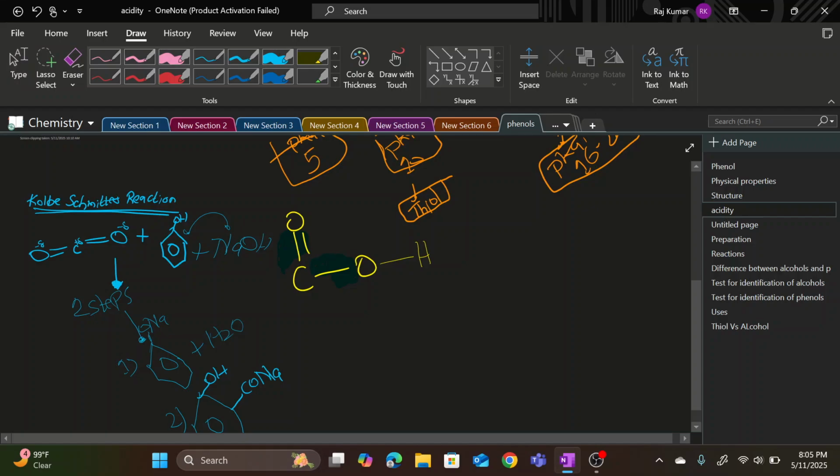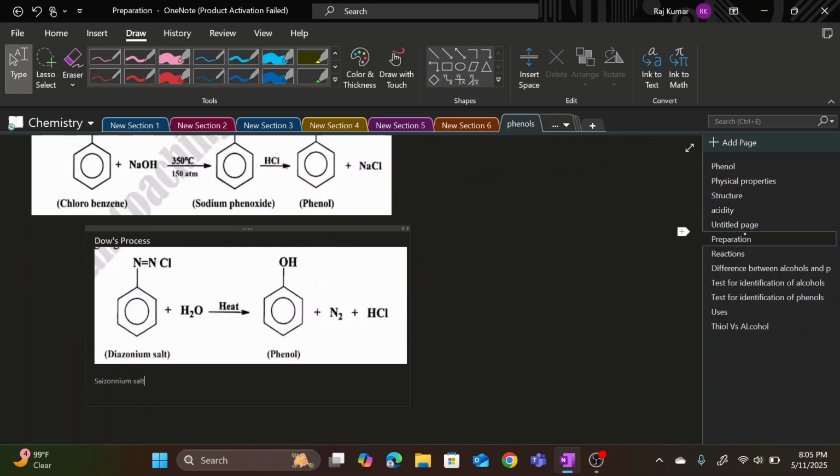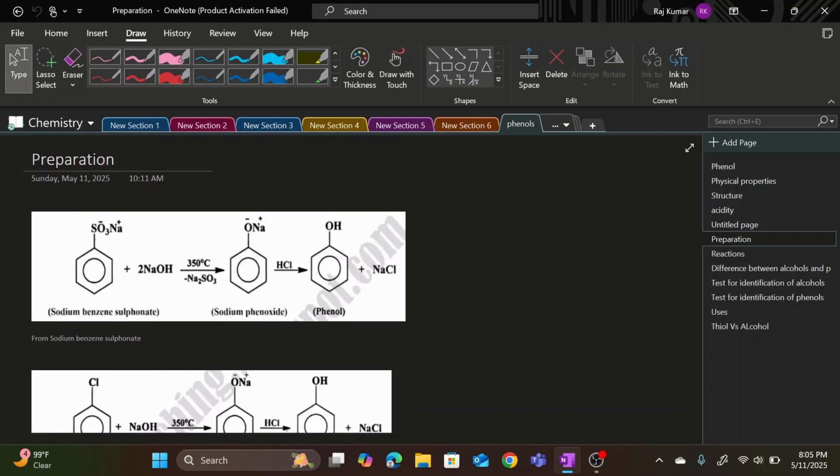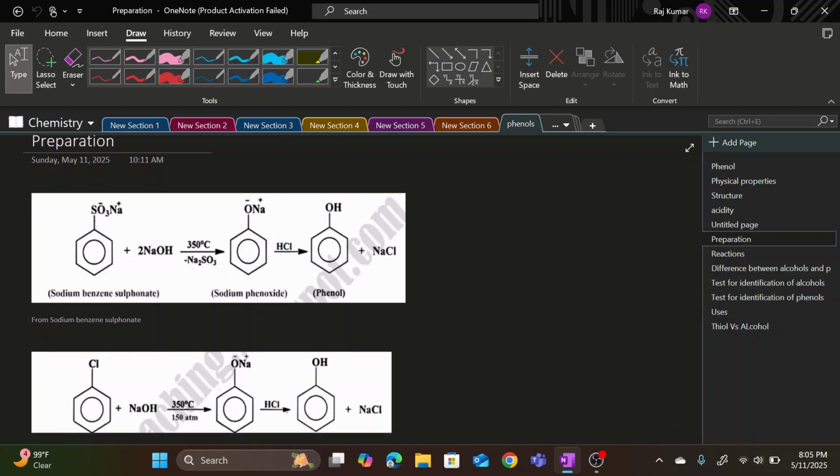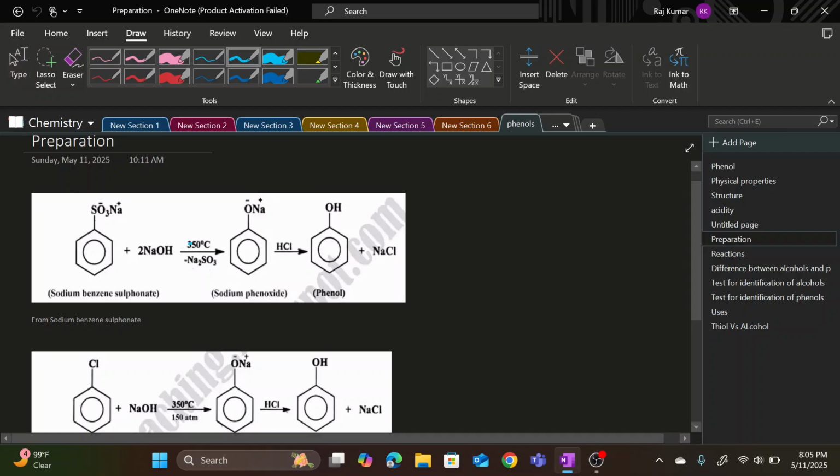Alright, now let's move on to another part, which is the preparation. How do we prepare phenols? Phenols can be prepared in two major ways. Number one method is through sodium benzene sulfonate. We react sodium benzene sulfonate, the sodium salt of benzene sulfonic acid, with sodium hydroxide at 320 degrees centigrade. It's not 360 centigrade, it is 320 centigrade.